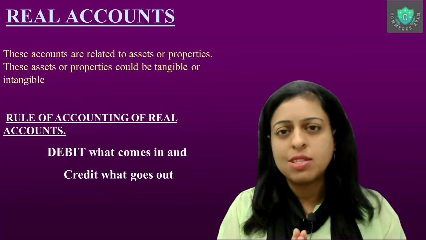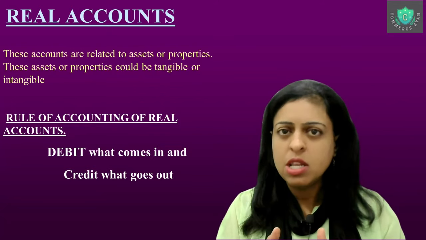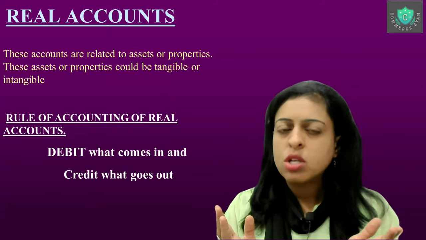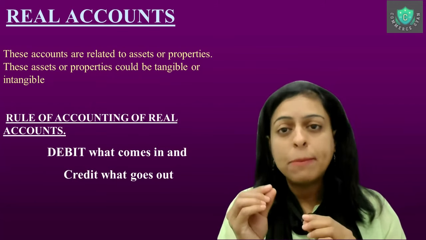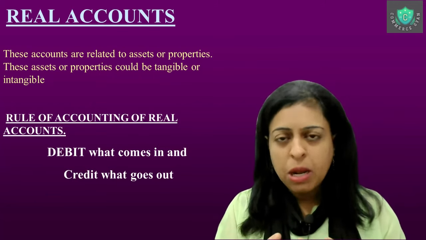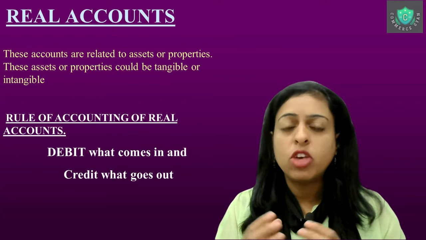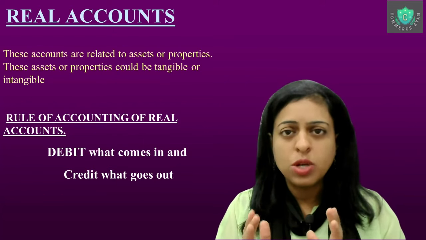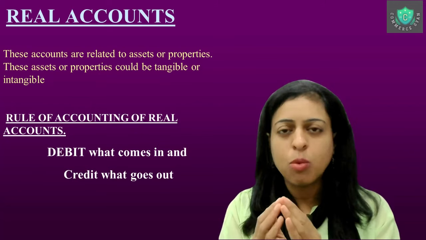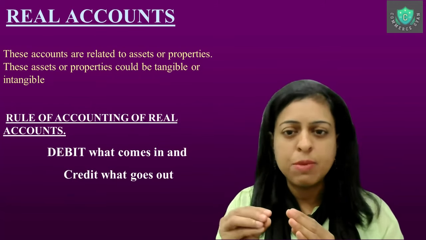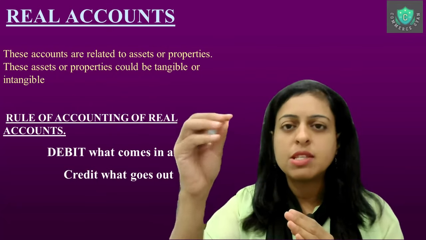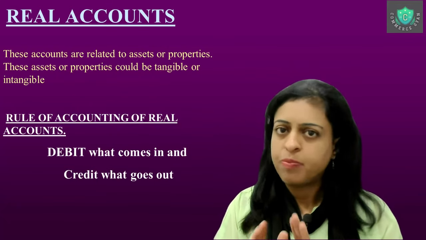Then we have the rule of this real account. Rule of real account is simple. It says debit what comes in, credit what goes out. Debit what is coming into what? Into the business. So wherever we are applying these rules of accounts, remember the application is surrounding the business. Business is the center point. And then we are saying, okay, asset is coming into the business, then it is debit. Asset is going out of the business, then that is credit.